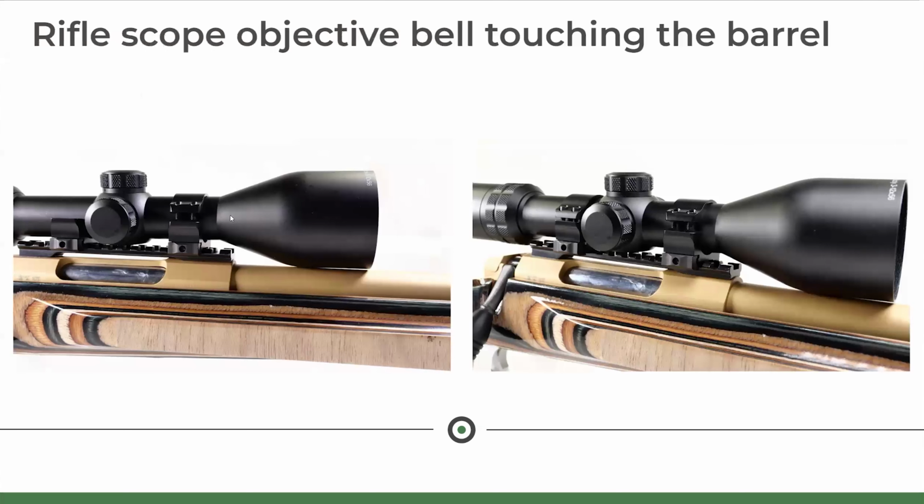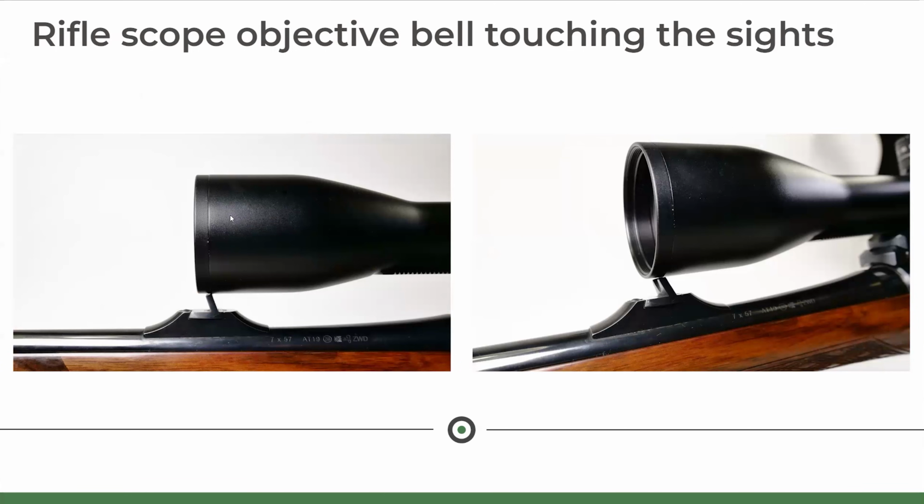The most common problems are: you have a scope mount which is suitable for the scope you have and suitable for the rifle that you have. But then when you put everything together in place, the rifle scope objective bell is touching the barrel. And this is something you really don't want to happen. A very similar problem is that the objective bell is touching the sights. Especially with a little bit longer scopes, this is quite a common scenario.